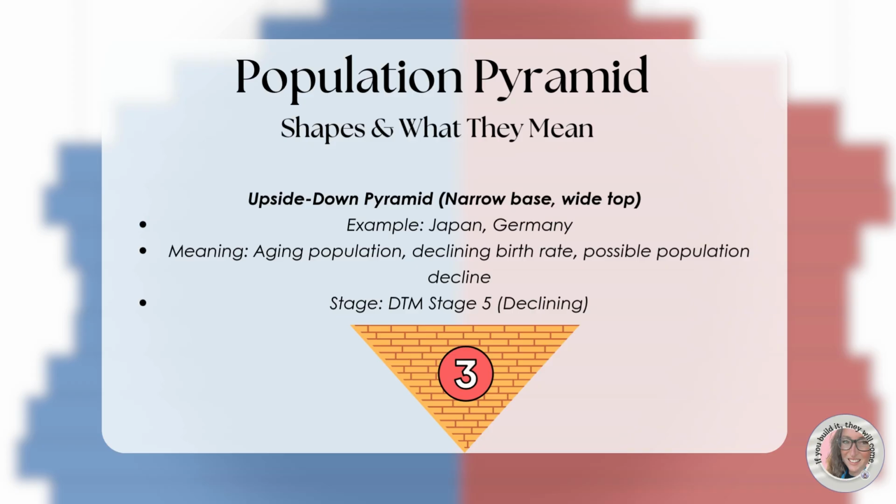Third, upside down pyramid, narrow base, wide top. Example: Japan, Germany. Meaning: aging population, declining birth rate, possible population decline. Stage: DTM stage 5, declining.